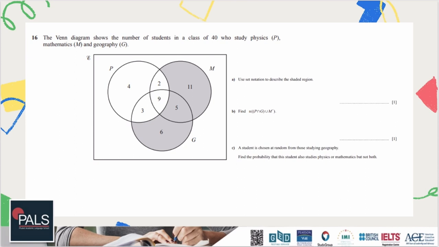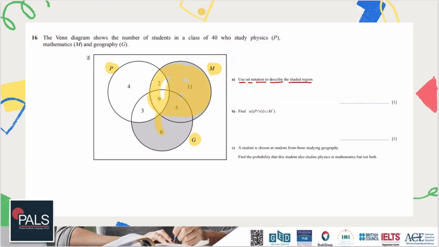The Venn diagram shows the number of students in a class of 40 who study physics, math, and geography. So this is a Venn diagram. The number inside is the number of students who learn each subject. They said use set notation to describe the shaded regions. So actually we want this one, right?